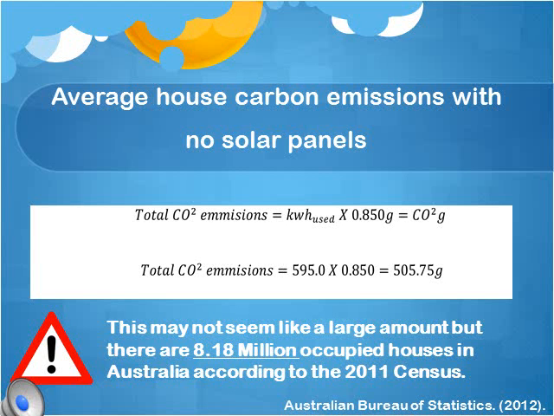To gain the average household's total CO2 emissions generated within a tri-monthly period, we need to multiply the kilowatt hours used by 0.850 grams, which is the understood amount of carbon released per kilowatt hour in Australia today. Example Bill A shows the total consumption of electricity within a tri-monthly period as 595.0 kilowatt hours.